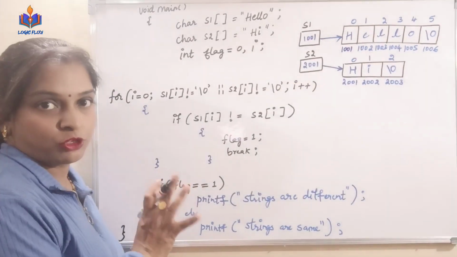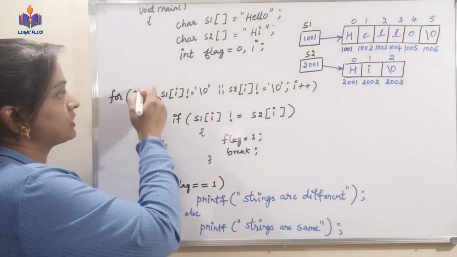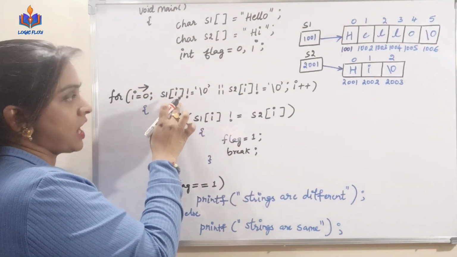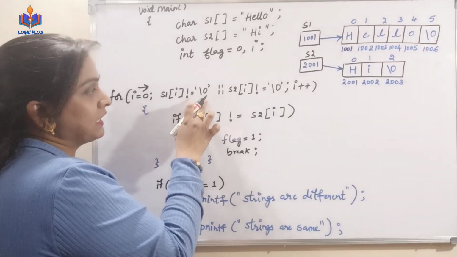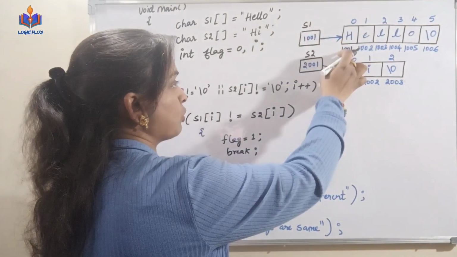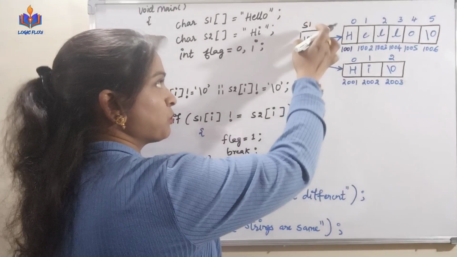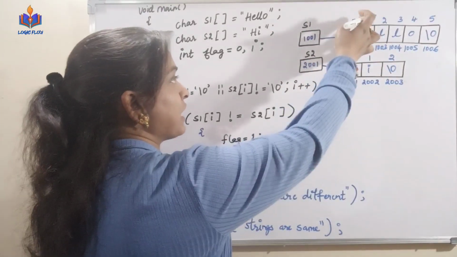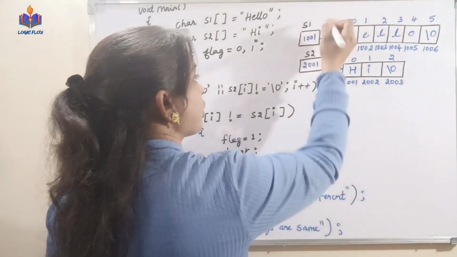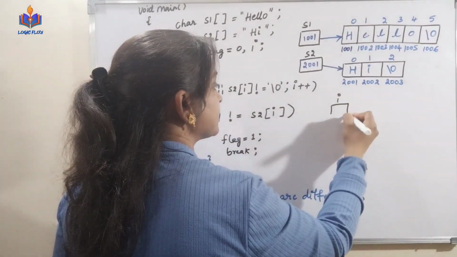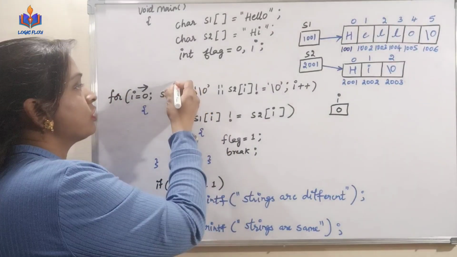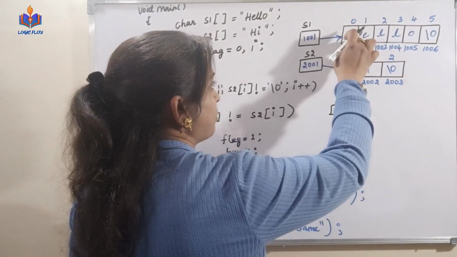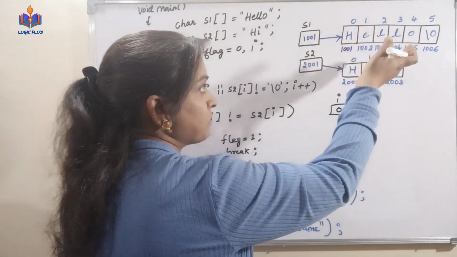So here we have the code. We have started a loop. I say I equal to 0, so we have declared I. And I say S1 of I not equal to null character. S1 is pointing to the location 1001. When I say S1 itself, it gives the base address. S1 of I means S1 of 0. I is 0, so S1 of 0 not equal to null? Yes, of course. It is having some character.